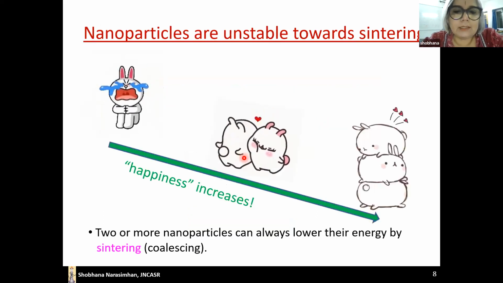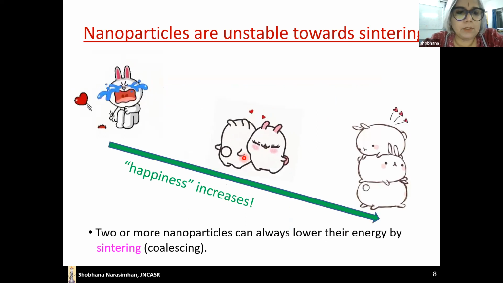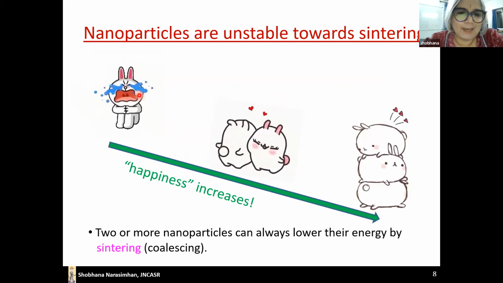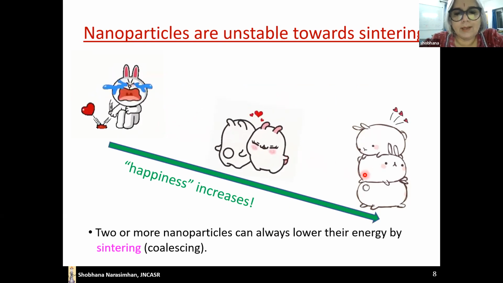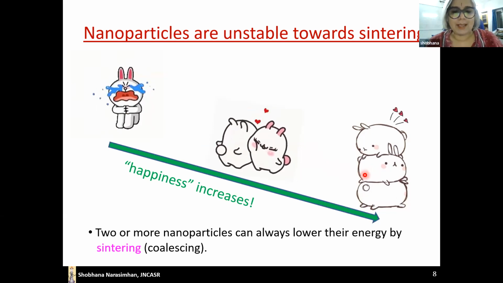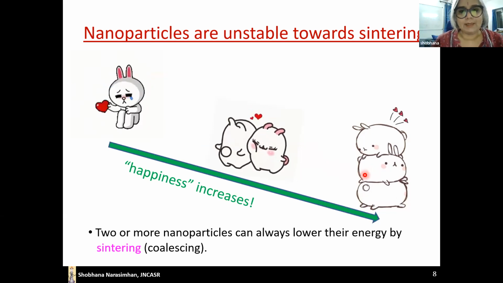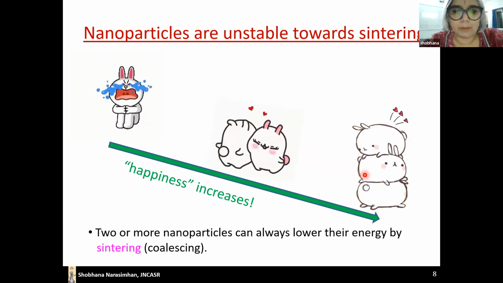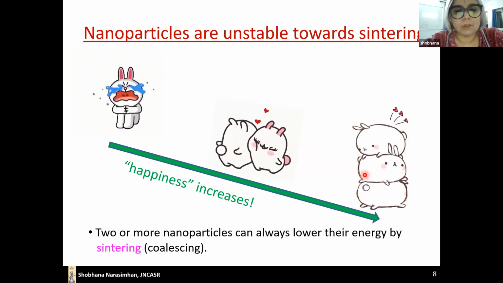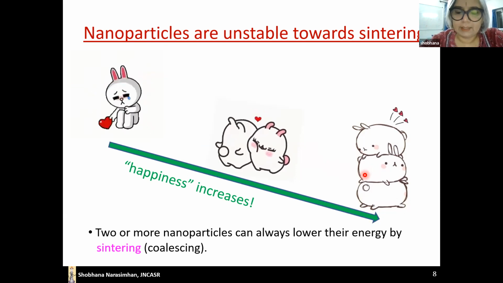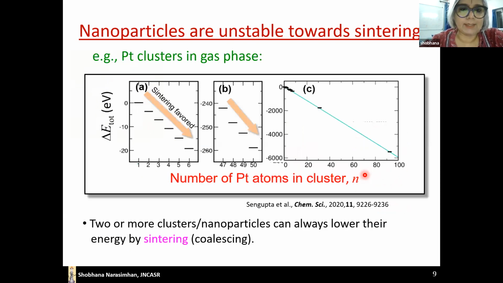But nanoparticles have a problem, which is they're unstable. So again, a sort of childish cartoon, I apologize for that. But as you increase the size of the particle, as you bring more and more atoms together, the happiness increases. By happiness, I mean, of course, the total energy. So it's more and more energetically stable as you increase the size of the nanoparticles. So 2 or more nanoparticles or atoms or whatever can always lower the energy by sintering, which is by coalescing.